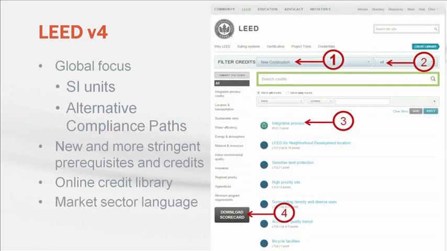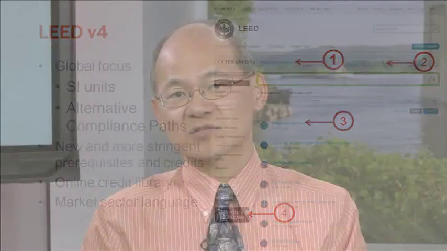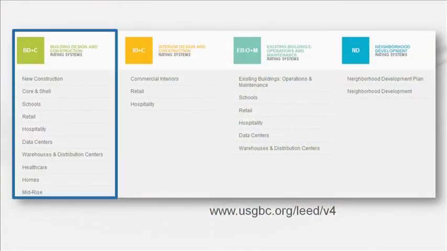And finally, LEED keeps on expanding into different market sectors. Market-specific language has been added to the various building life cycle rating systems. This allows consistency throughout different phases of the building life cycle. For building design and construction, the sector-specific rating systems include new construction, core and shell, schools, retail, hospitality, data center, warehouses and distribution center, healthcare, homes, and mid-rise.